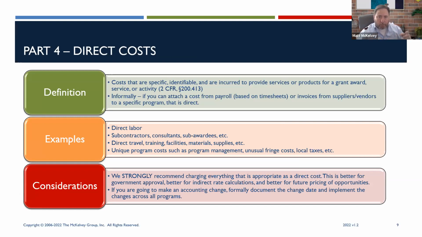Informally, if you can attach a cost from payroll and timesheets, or invoices from suppliers, vendors, or anything else to a specific program, that is direct. We're going to indirect next, but if you can take a bill from a vendor and say this is uniquely owed because of program A, or if you get a salary because someone charges time to program B, that is a direct cost. Let me pause on that. Any questions on that definition? I'll give you some examples in a moment here.